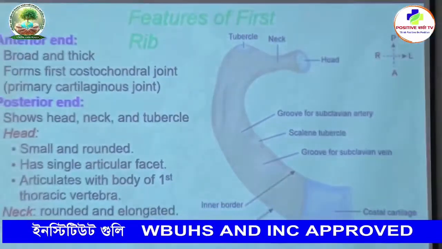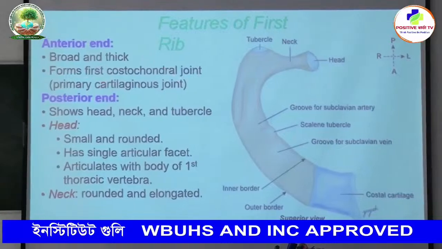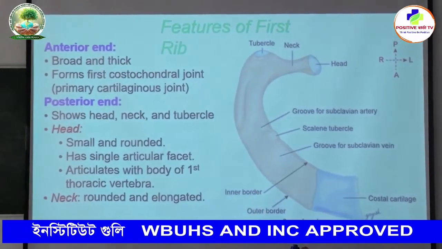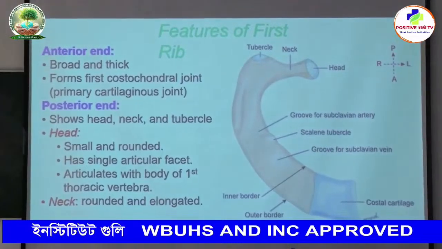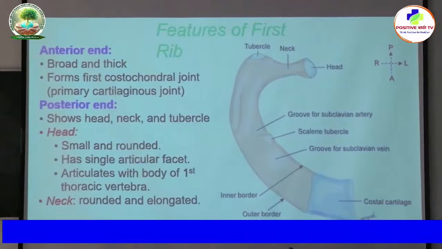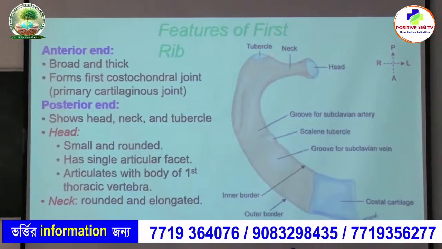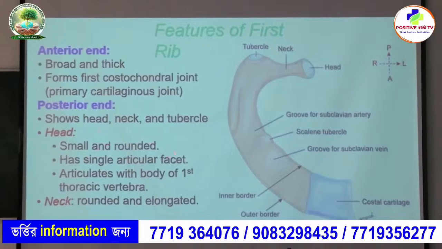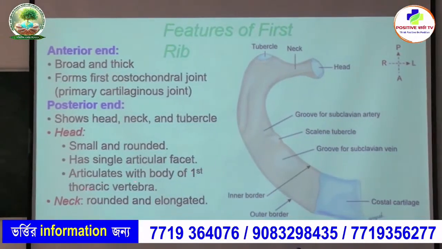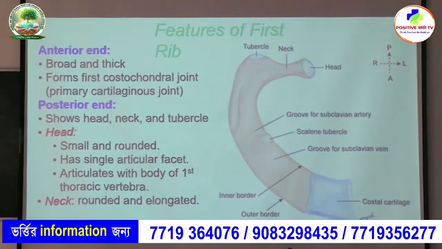So this is the first rib. It has an anterior end. It is broad and thick and forms the first costochondral joint. This is a primary cartilaginous joint. This type of joints are important. The first costochondral joint is a primary cartilaginous joint. The posterior end shows head, neck, and tubercle. The head is small and rounded, has a single articular facet, and articulates with the body of the first thoracic vertebra. The neck is rounded and elongated. So this is the neck.